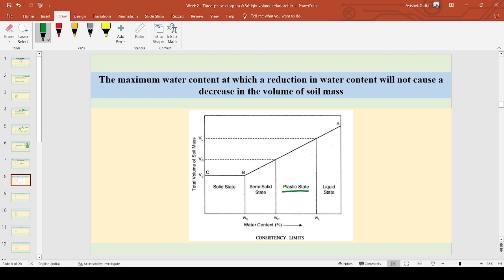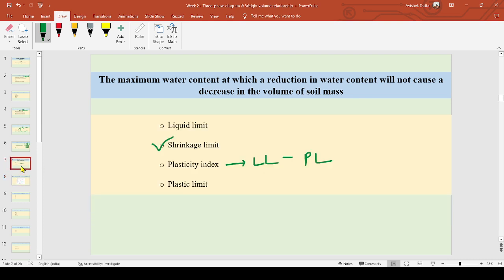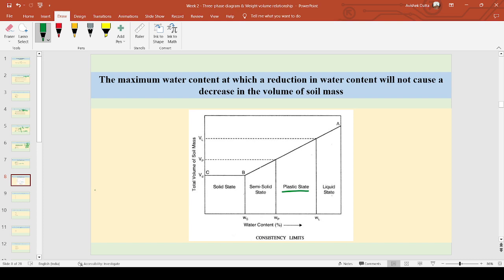Yes, sir. So I hope you have got the definition of plasticity index, and the answer to this question is shrinkage limit. So this graph is very important. If you have a clear picture of this graph in your mind, you will never forget the definitions. Next question.